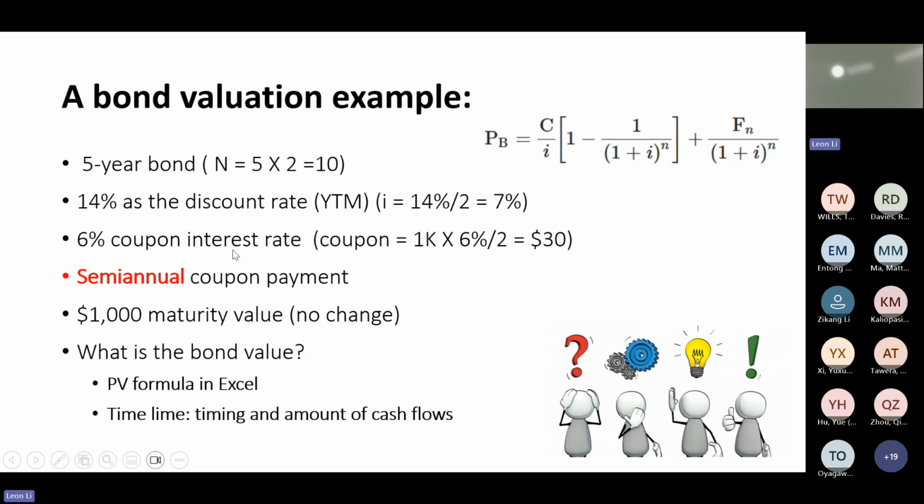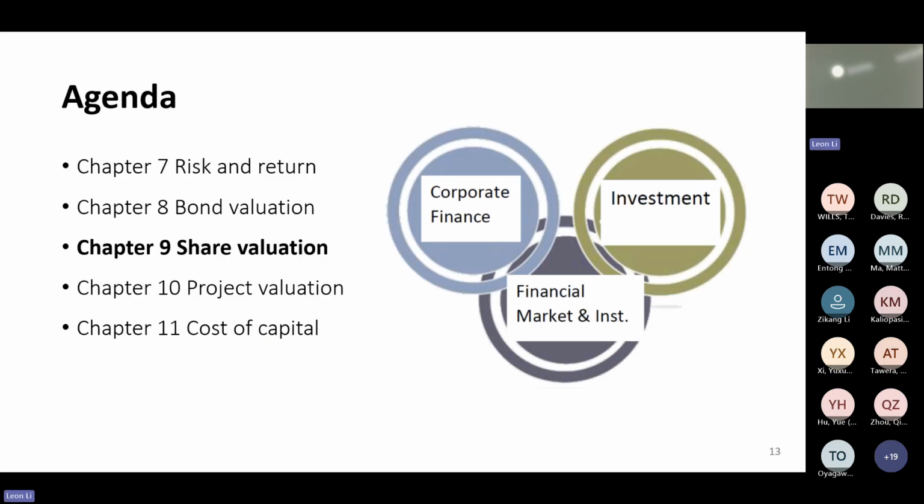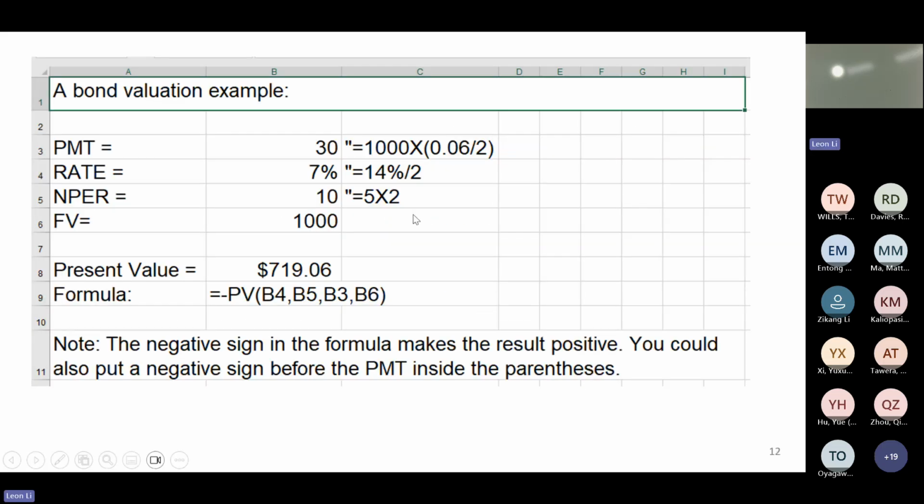6% coupon rate. This is a 1-year rate. So the semi-annual rate will be 6% divided by 2. So our coupon payment will be $30. All right. After that, you can use Excel to do the calculation. For me, this should not be a problem. Okay. So this is bond valuation. Multiple questions for the bond valuation calculation.